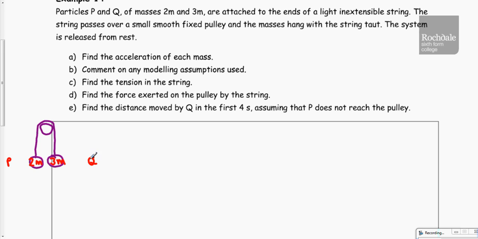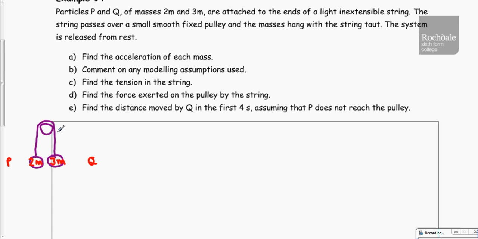So remember what that means. Lightness means the tension is constant all the way through the string. And when it's inextensible, it means that both masses will have the same acceleration. So when we let go of this system, presumably the larger weight will go downwards and the lighter weight will go upwards. We also have what we say at the top, which is a smooth fixed pulley.